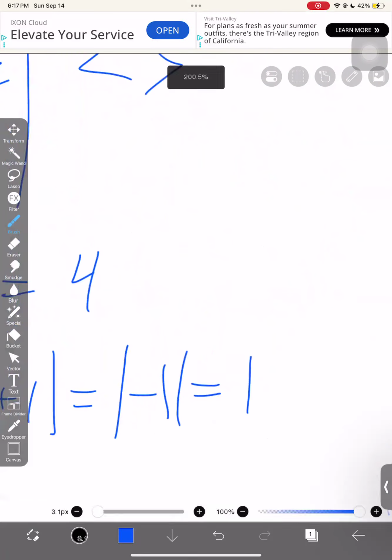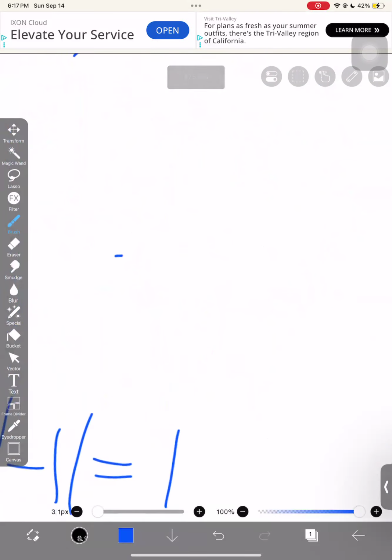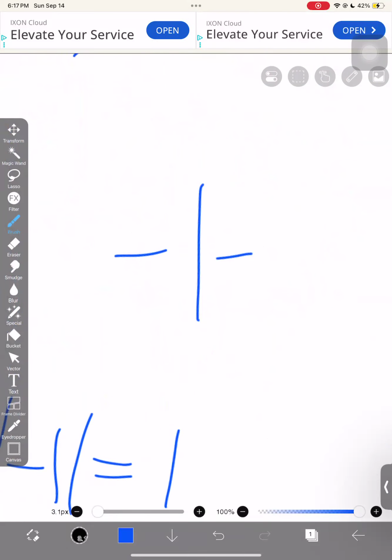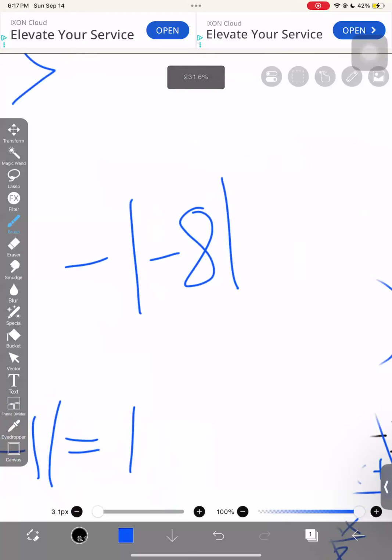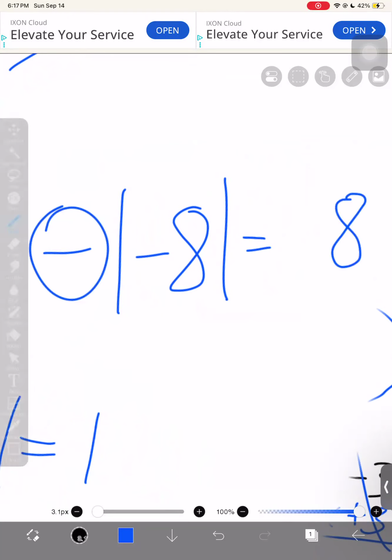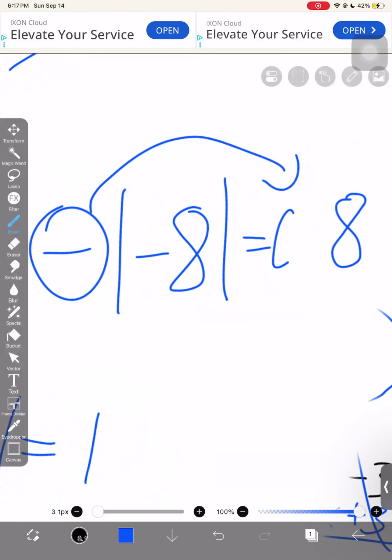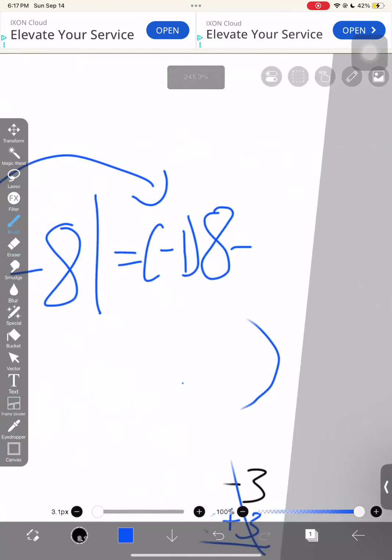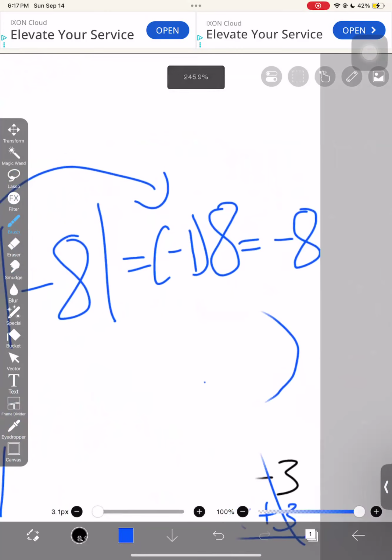Let's recall that even if there's a negative on the outside, like negative absolute value of -8, we do the absolute value first. The absolute value of -8, sorry, is 8, and then we have that negative sign still, so it becomes -8. -1 times 8 is -8.